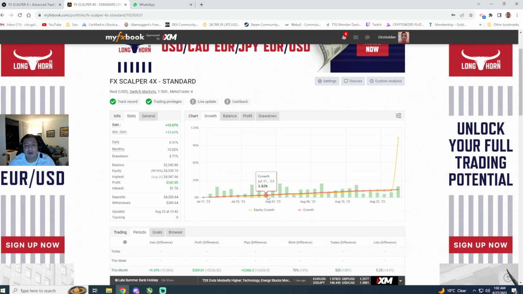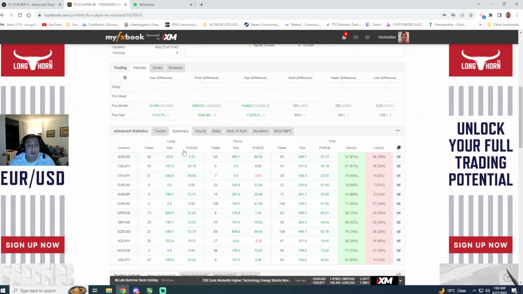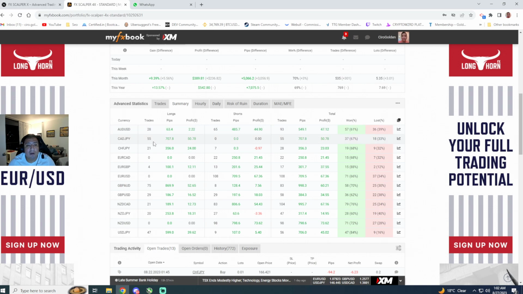As you can see here, our growth from July was very small. Around the 31st, we only made 3.82%. So we saw a very small increase in equity growth. And if we go down here, we can see all the pairs that we're using. Guys, remember, we're using 12 pairs out of the 15, and our starting equity is $4,000.